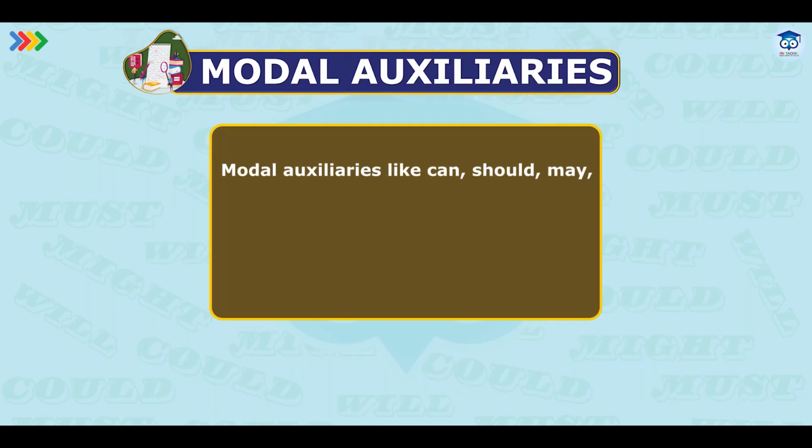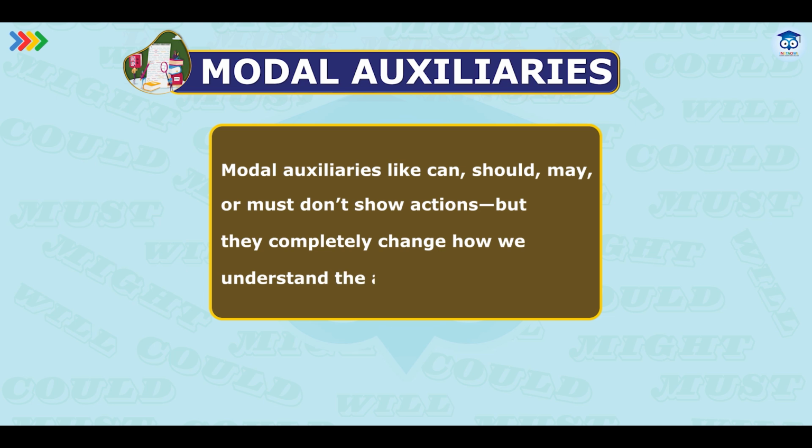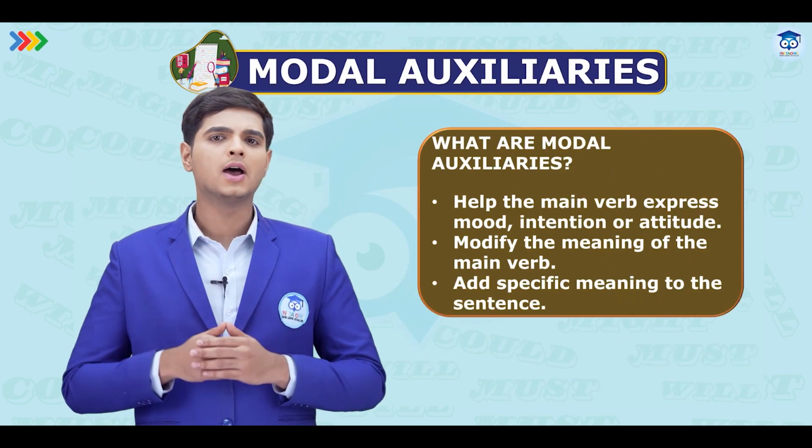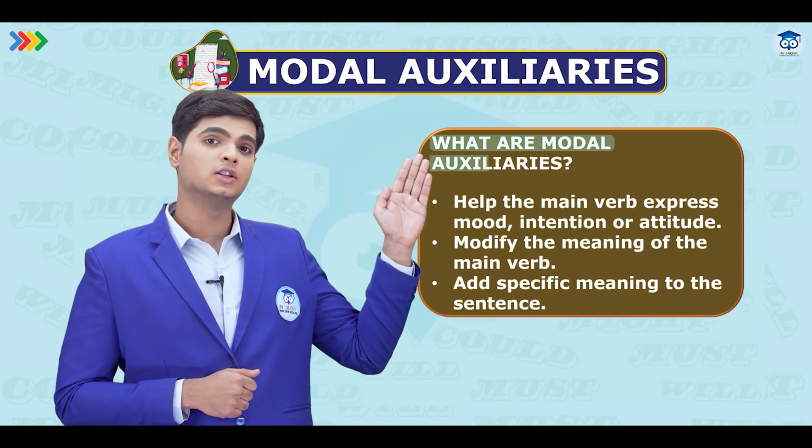Modal auxiliaries like can, should, may, or must don't show actions, but they completely change how we understand the action. They help us talk about what's possible, what's necessary, and what's allowed. Let's get started and see how these simple words add strength to our sentences. Let's begin by understanding what are modal auxiliaries.